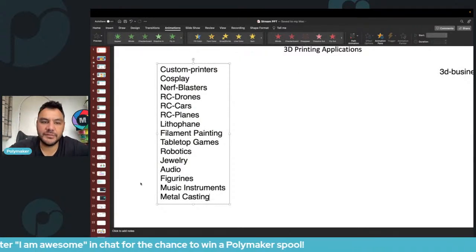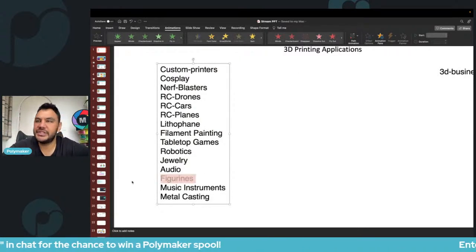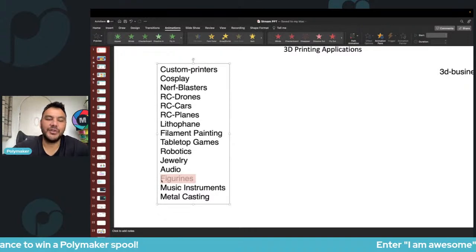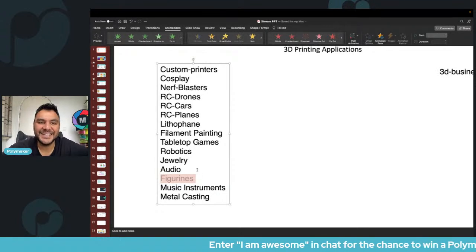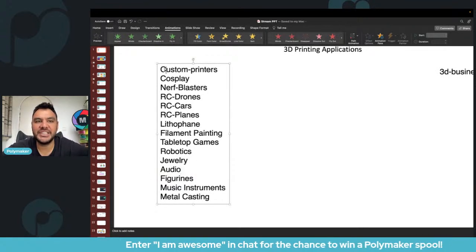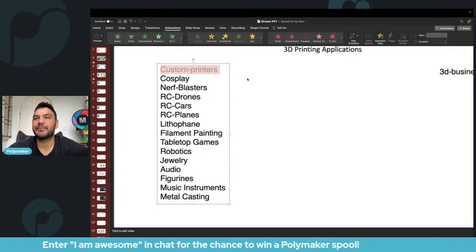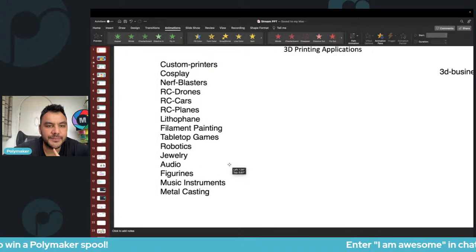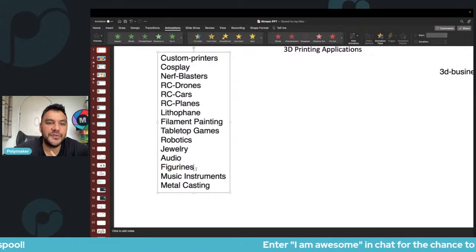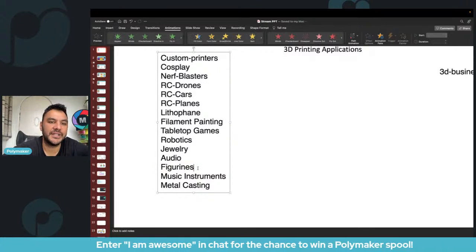So Benchy for me is figurine. Benchy is a figurine, right? Even though some people consider Benchy printing as a hobby in itself, but I think it's figurine. Speed Benchy is custom printer, basically. Toys. Okay, toys is a good one. Would toys be in figurine, or would toys be specific enough to be something else?